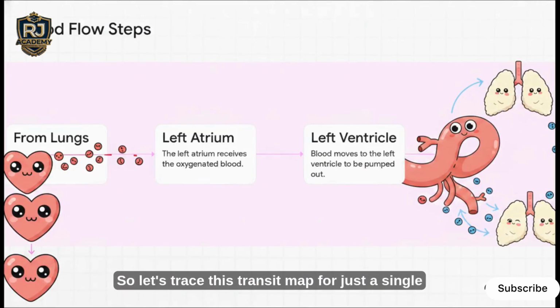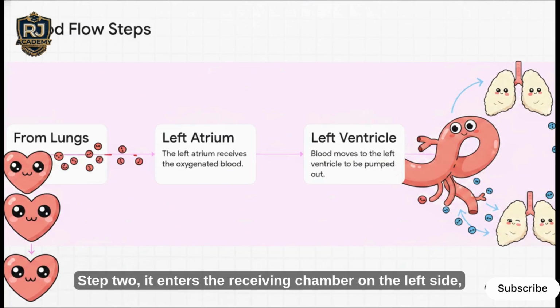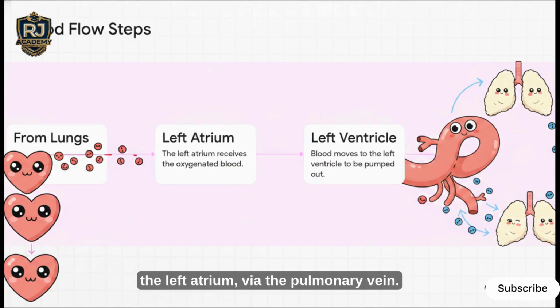So let's trace this transit map for just a single drop of blood heading out to nourish your cells. We call this double circulation because blood actually goes through the heart twice in one complete cycle. Step 1, fresh oxygenated blood leaves the lungs. Step 2, it enters the receiving chamber on the left side, the left atrium, via the pulmonary vein. Step 3, it drops down into the left ventricle, which then powerfully pumps it out.